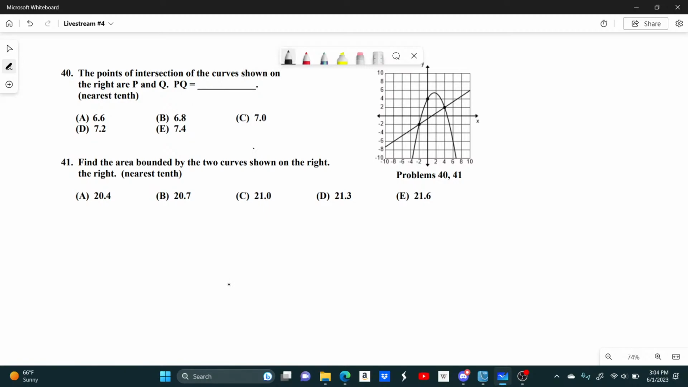Okay. Number 40 didn't take any calculus. We did that in the last one. But number 41 says, find the area bounded by the two curves shown on the right. Okay, so this is a classic bounded area question, your basic calculus bounded area question.